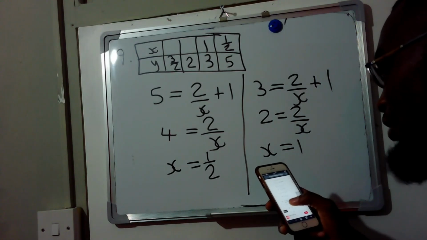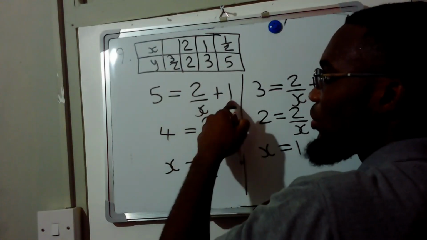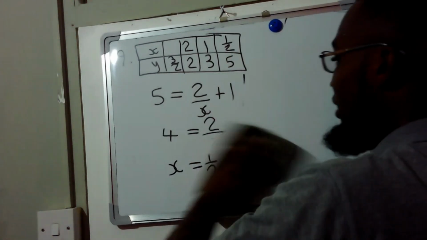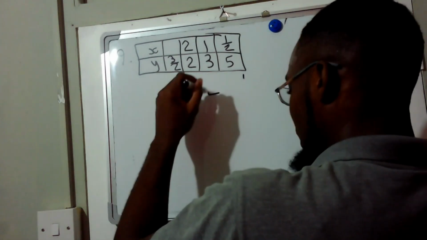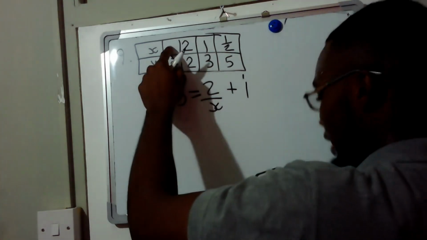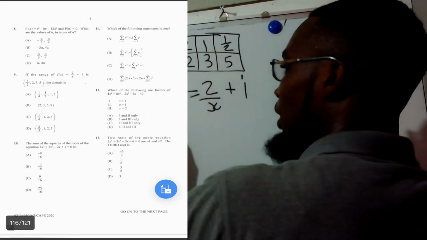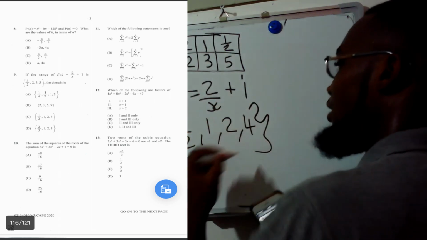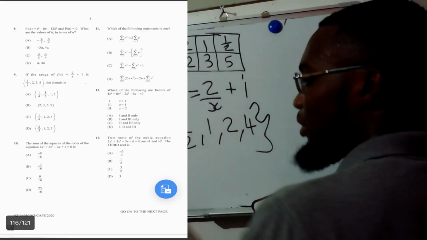So pretty much, after a half and 1, the next x value would have to be 2, because look, 2 over 2 is 1, and 1 plus 1 gives you the y value of 2. So that would be the next domain value. Remember, that's your function: y is 2 over x plus 1. And then the next x value, when x is 4, 2 over 4 plus 1. So we're looking for the domain with a half, 1, 2, 4. That's the domain. That looks like option C. That's number 9, option C.